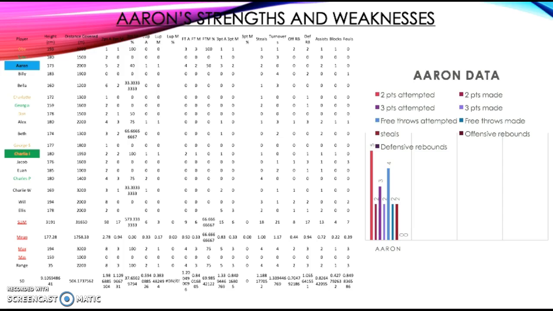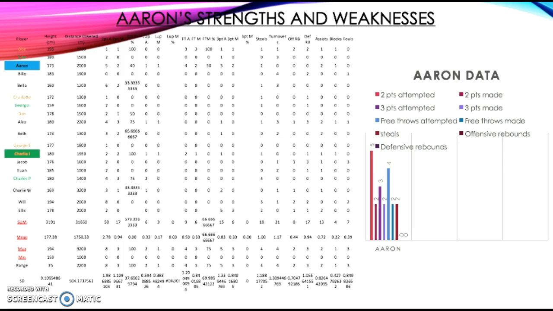On 3-pointers, Aaron is second to Ellis. Aaron attempts 3 and scores 2. Ellis attempts 5 and scores 3. Aaron covered 2,000 metres, which is the second highest out of all the players, which would suggest that he was working hard. Although Aaron is a very capable attacking player, he could further improve his shot accuracy.